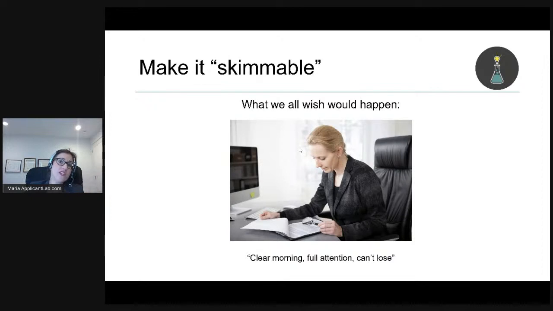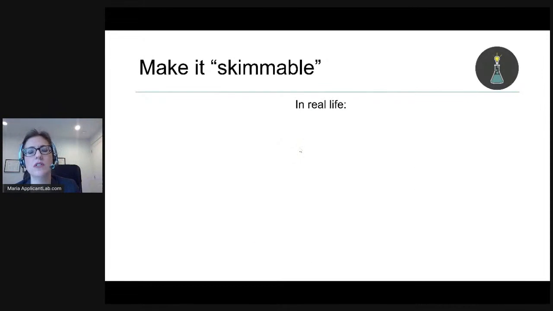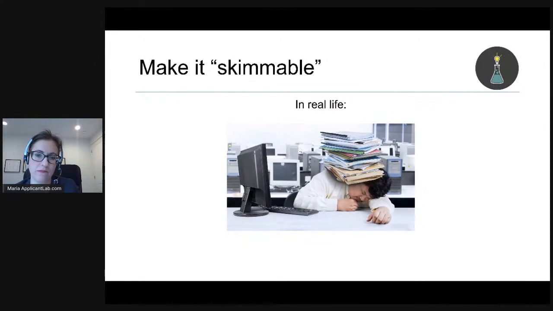This is what we wish admissions officers were like. This is what admissions officers wish their lives looked like. However, I've got lots of friends who are admissions officers that I've met through the years at admissions conferences, and their lives don't look like this peaceful scene. Their lives look a little bit more like this.